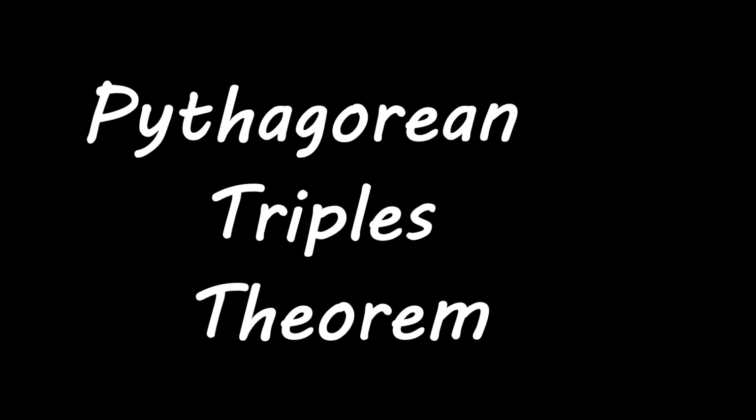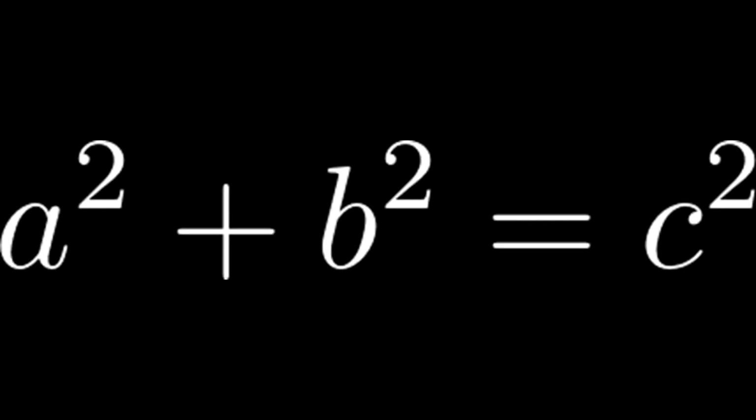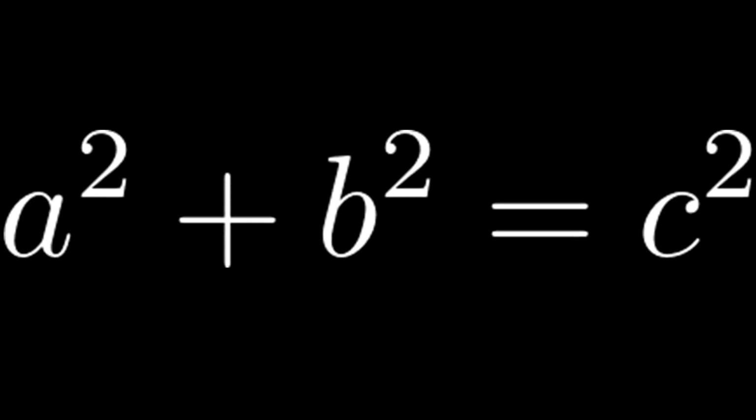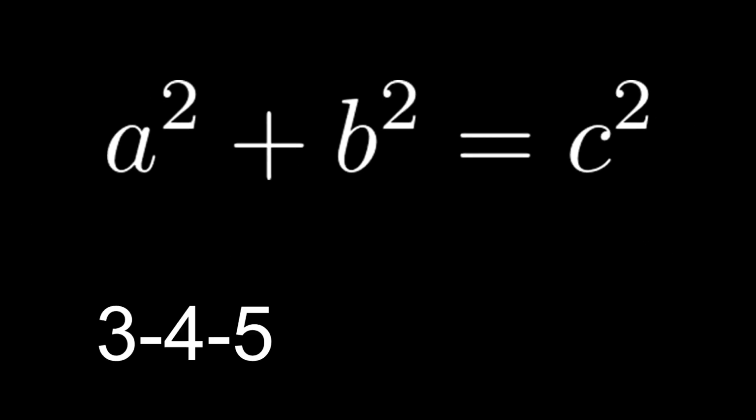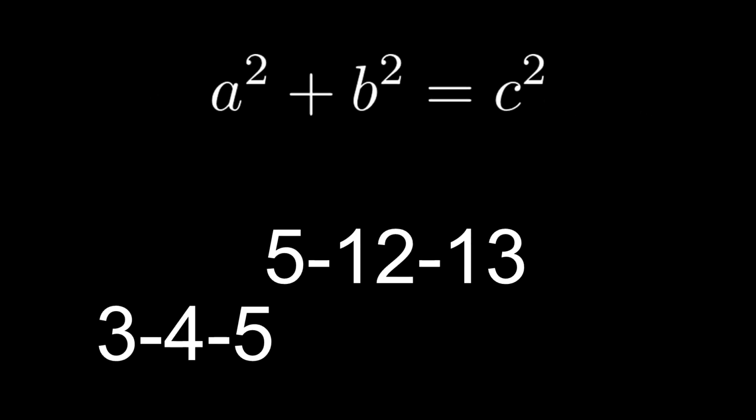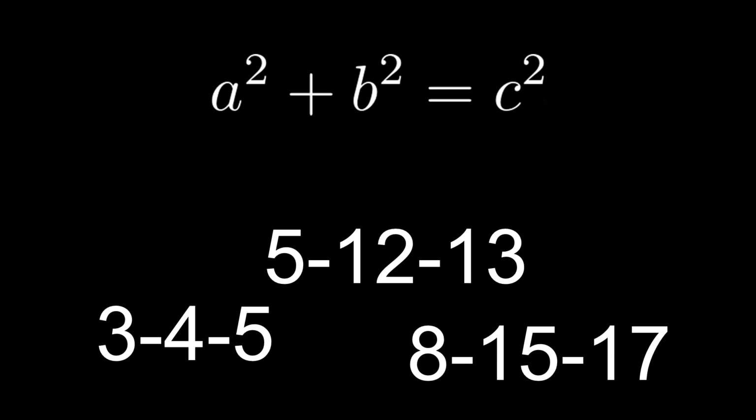Every mathematician seems to know the Pythagorean theorem. For a right triangle, a squared plus b squared equals c squared, where c is the hypotenuse. You probably know some of these triples. We have 3, 4, 5, 5, 12, 13, or 8, 15, 17, to name a few. We call these Pythagorean triples.